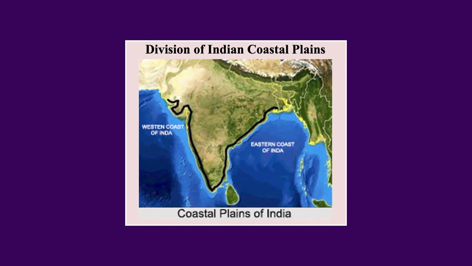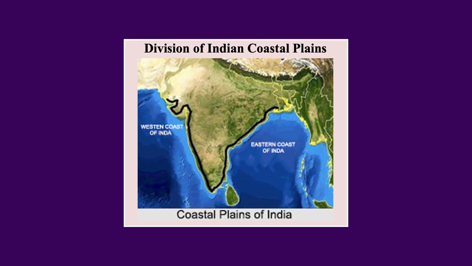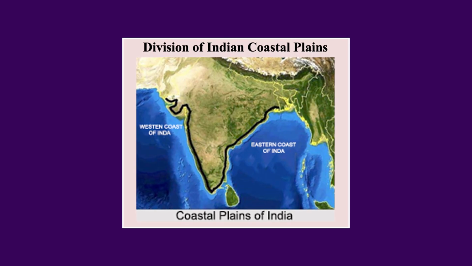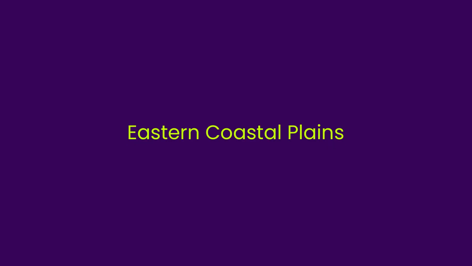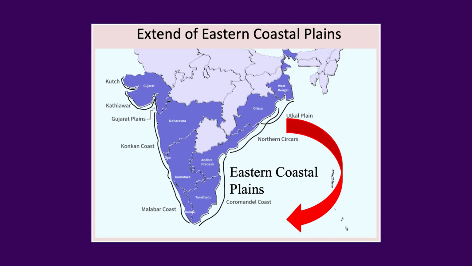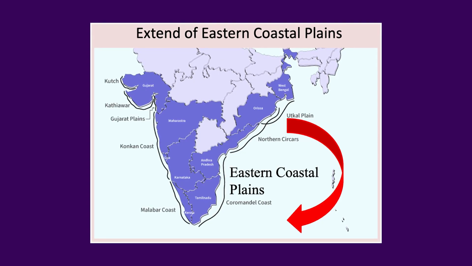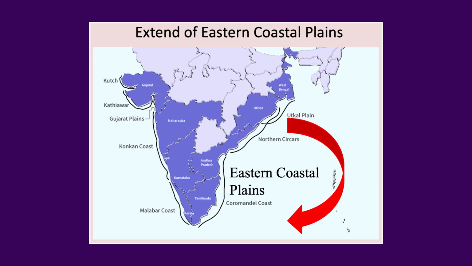Now, let's understand the divisions of Indian coastal plains. The Indian coastal plain is separated into two types, namely the eastern coastal plain and the western coastal plain. We can discuss them one by one. First one is the eastern coastal plain. The eastern coastal plain stretches from West Bengal in the north to the southernmost point of Kanyakumari.